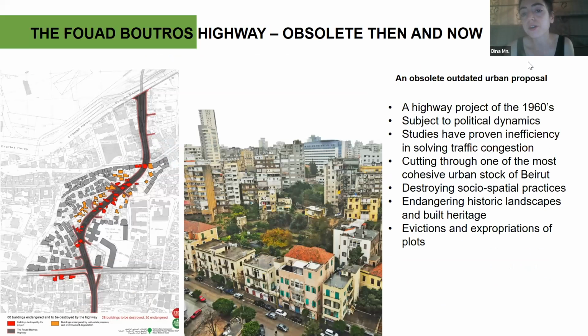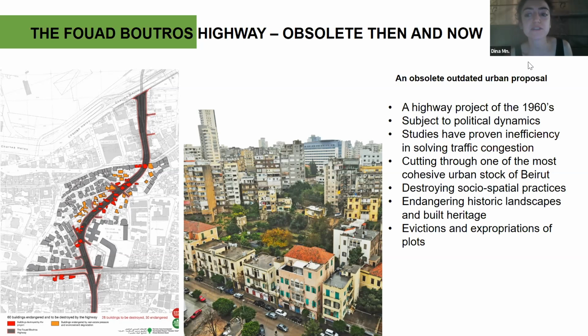Finally, the project that was the focus of the paper is the Fuad Boutros Highway, which is a product of the 1960s era, and that was a highway that was planned to cut through the historic neighborhood of Mar Mkhayel, destroying its socio-spatial practices, endangering its historic landscape and built heritage, and causing evictions and expropriations of plots.